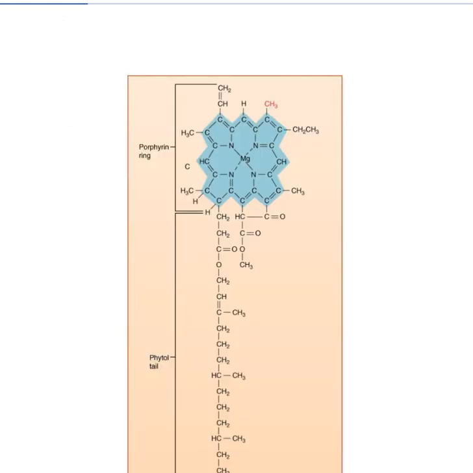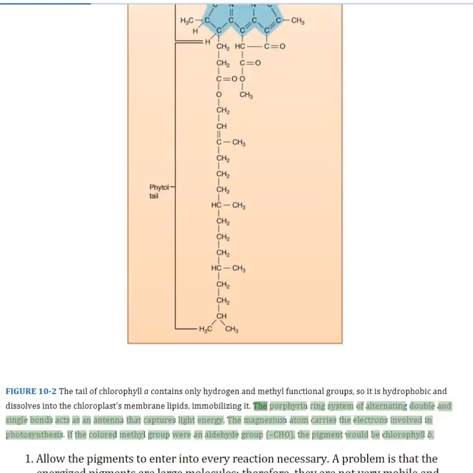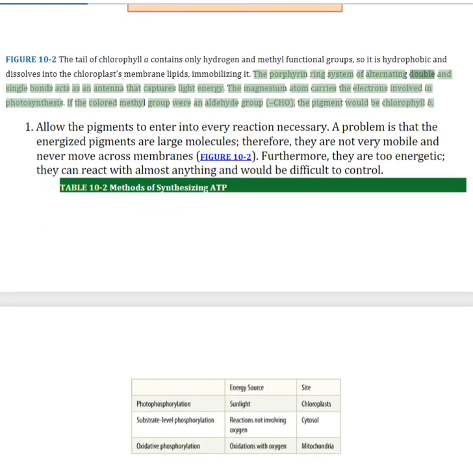Figure 10.2 The tail of chlorophyll contains only hydrogen and methyl functional groups, so it is hydrophobic and dissolves into the chloroplast's membrane lipids, immobilizing it. The porphyrin ring system of alternating double and single bonds acts as an antenna that captures light energy. The magnesium atom carries the electrons involved in photosynthesis. If the colored methyl group were an aldehyde group, the pigment would be chlorophyll B.